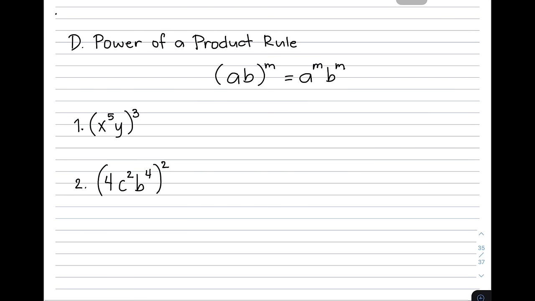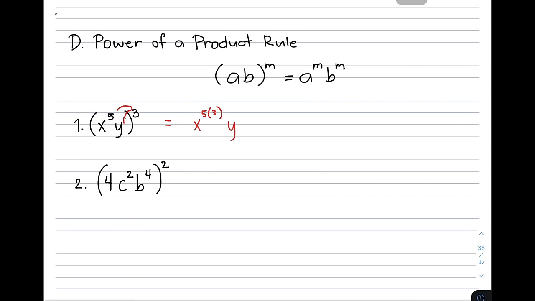So let's apply the power of a product rule for item number 1. So for this one, ang gagawin mo na naman is you need to distribute the exponent outside the parentheses. So that is equal to x raised to 5 times 3. And then for the exponent of y, alam natin na mayroon tayo itong 1.